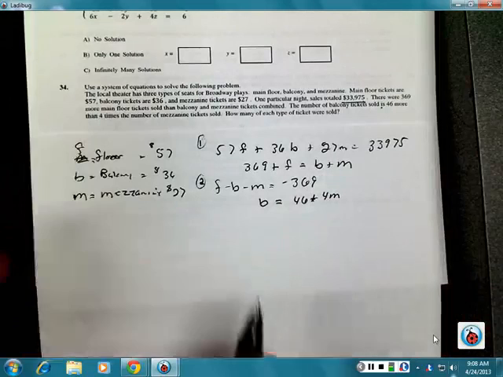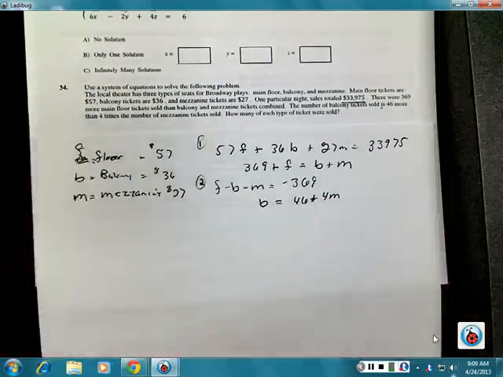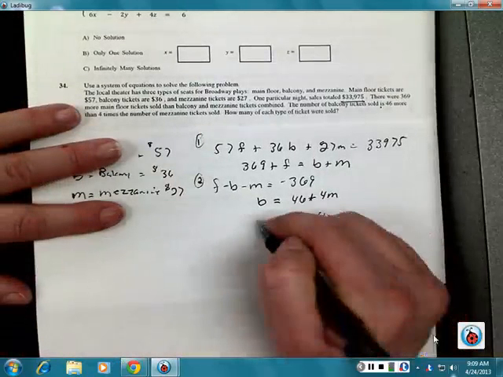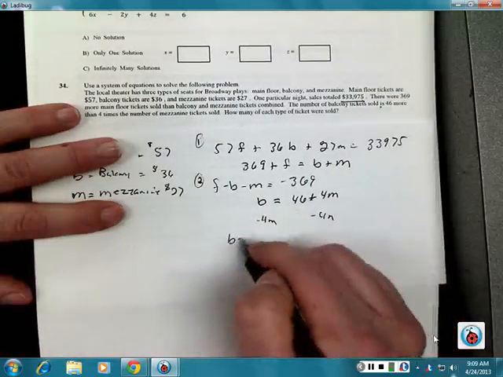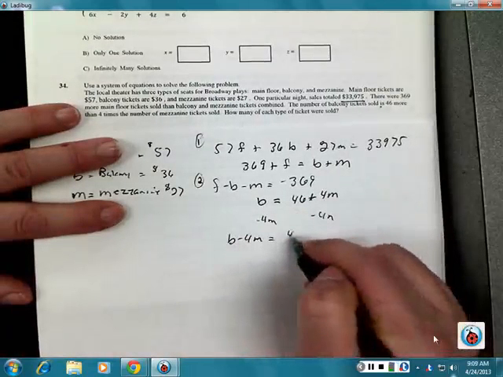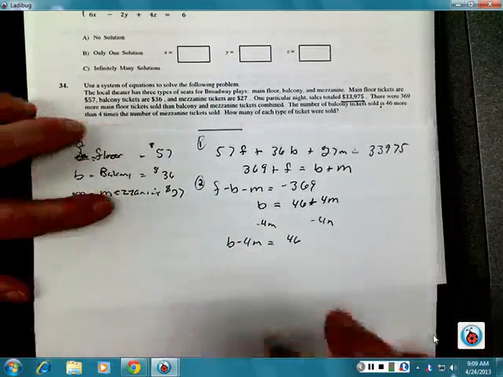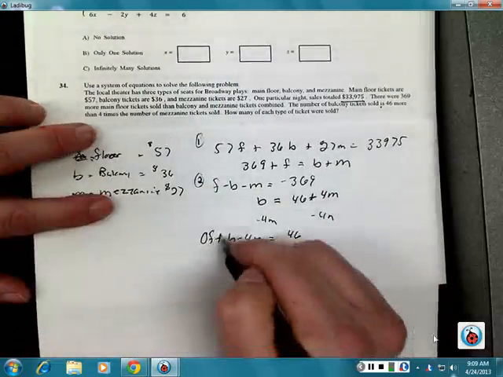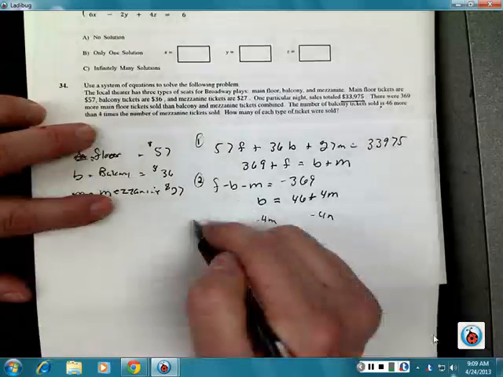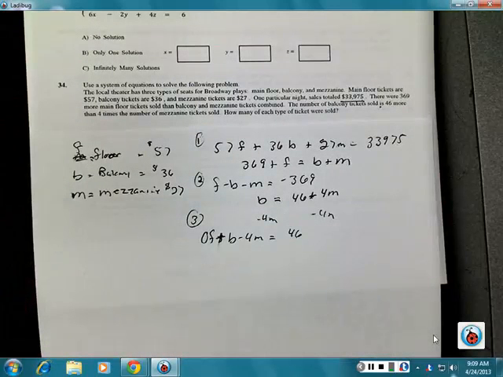So now I've got to get that so I can put it into my calculator to solve it. I need to move 4M over. So if I minus 4M, what do I have? Well, I have B minus 4M is equal to 46. How many main floor tickets are in this one? None. I still need the 0F out in front of here because I need to put it in my calculator when I solve it. And I think you can solve it from there, correct? Yes? You guys solve it from there? Okay.